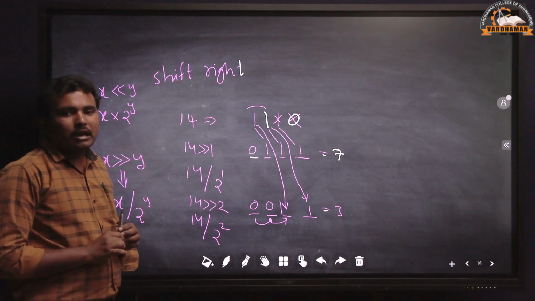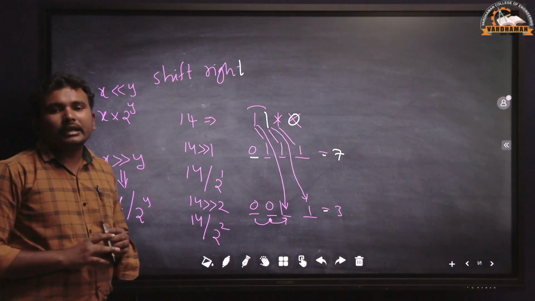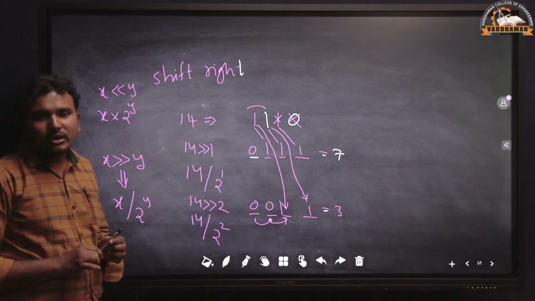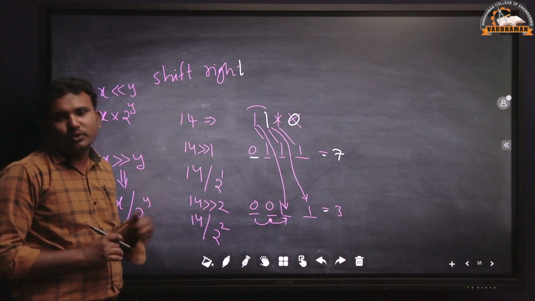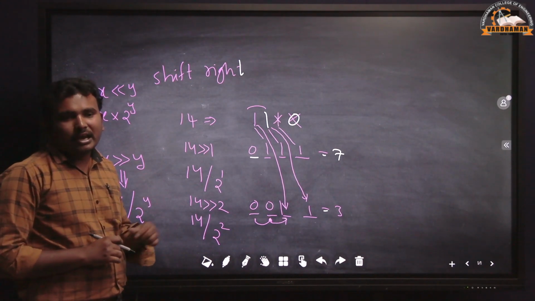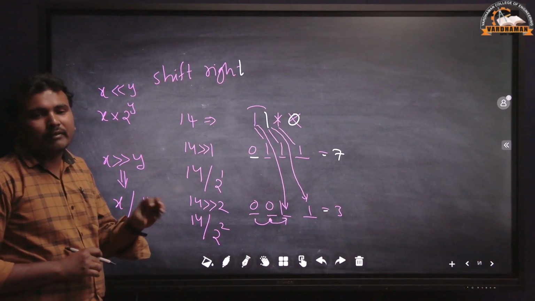Negation operation or NOT operation: all the bits are inverted. That means if you have 1, it will be made 0. If you have 0, it will be made 1. And it is a unary operator. Remember this. It is a unary operator. That means you can apply only one operand, one value, to it.